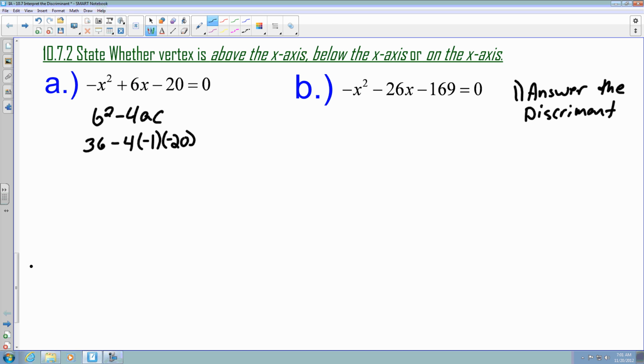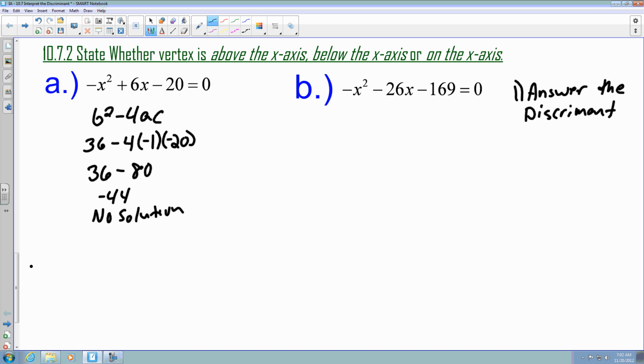So I got 36 minus, so 20 times negative 20 times a negative 1 is 20. 20 times 4 is 80. So 36 minus 80 gives me a negative 44. And I know that since it's less than 0, I'm going to have no solutions. So that means that for this particular equation, it doesn't cross the x-axis at all.